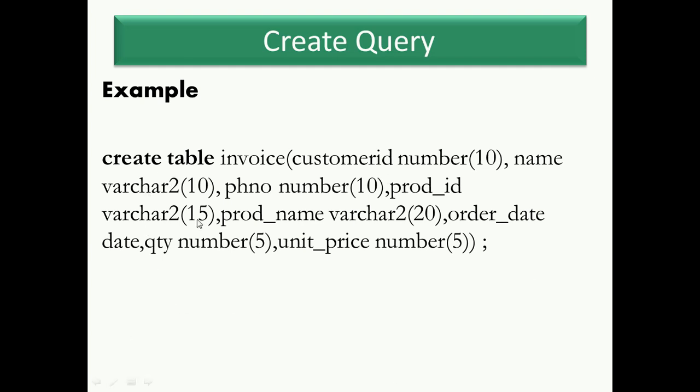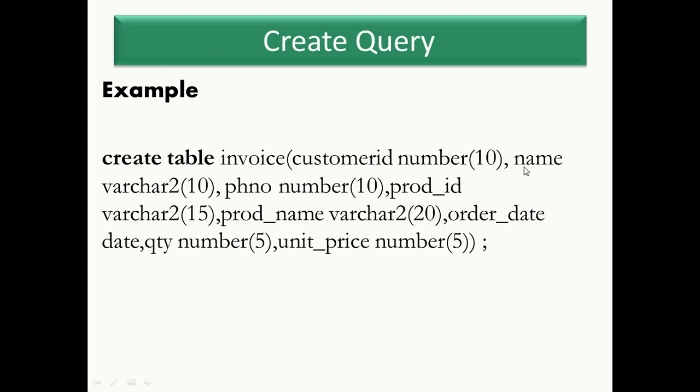Now this is an example. Create table. So invoice is the table name here. I have created 8 different columns. The first column is customer ID and the type of this column is number. Customer ID is going to hold only numbers, so I have given the data type as number, and the size is going to be 10.